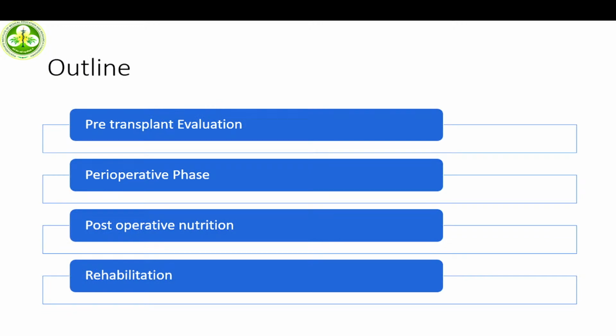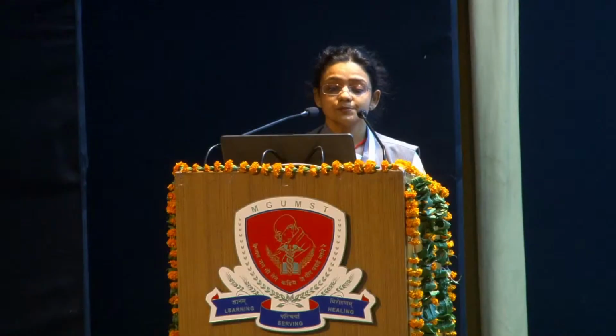So we start off with the pre-transplant evaluation, which is what we've been talking about for the past 2 days, and how we look for sarcopenia, frailty, look at their nutritional assessment, and try to optimize the patient for what is going to be a major surgery, a major event in his or her life, almost a marathon. The perioperative phase is equally important because ensuring good nutrition and perioperative care can actually translate into better outcomes.